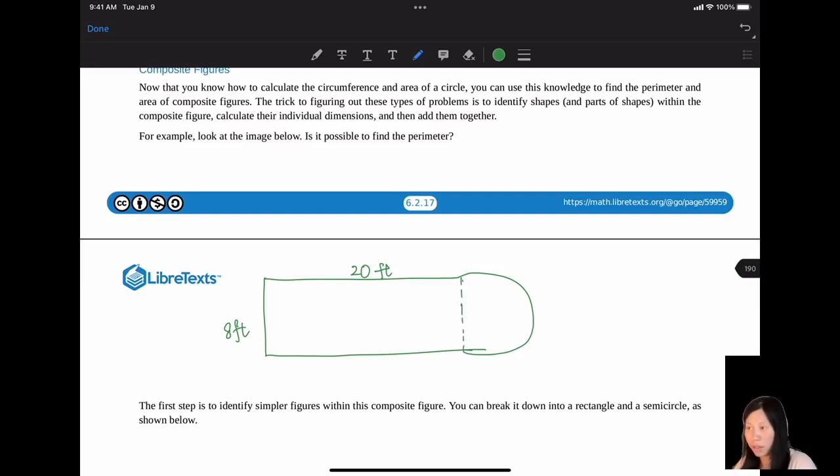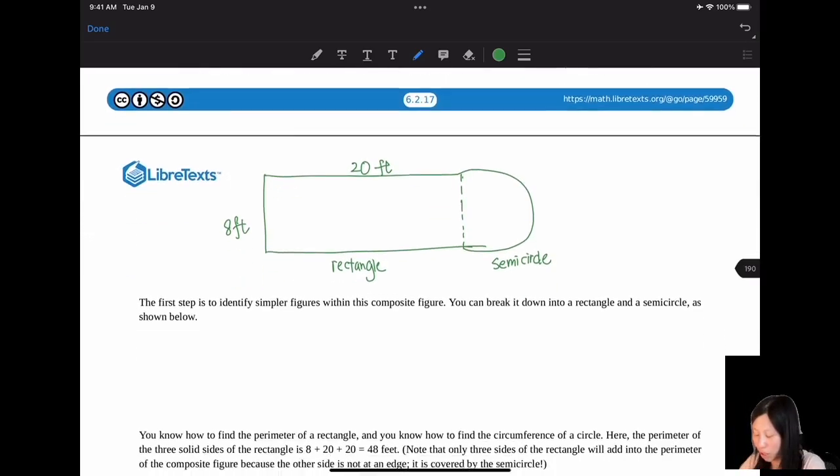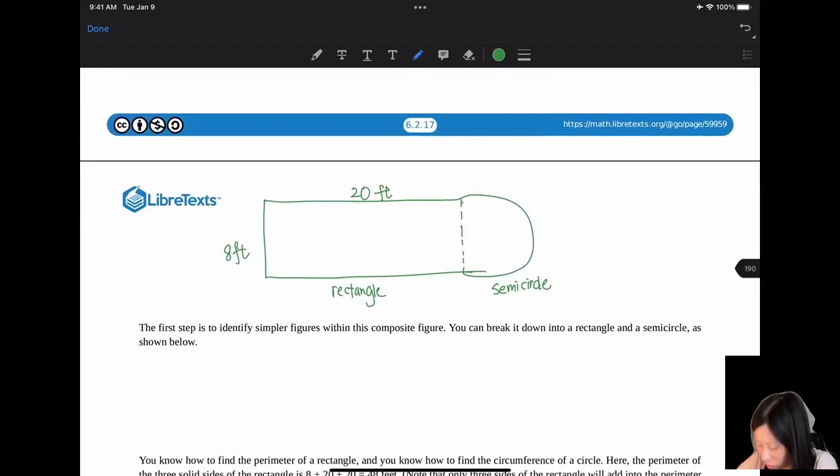So now we have a rectangle on the left and a semicircle on the right. The other half is a semicircle. So with these two, it's easier for us to find the area or the perimeter of this composite figure. Okay, so now let's try to find the perimeter first.